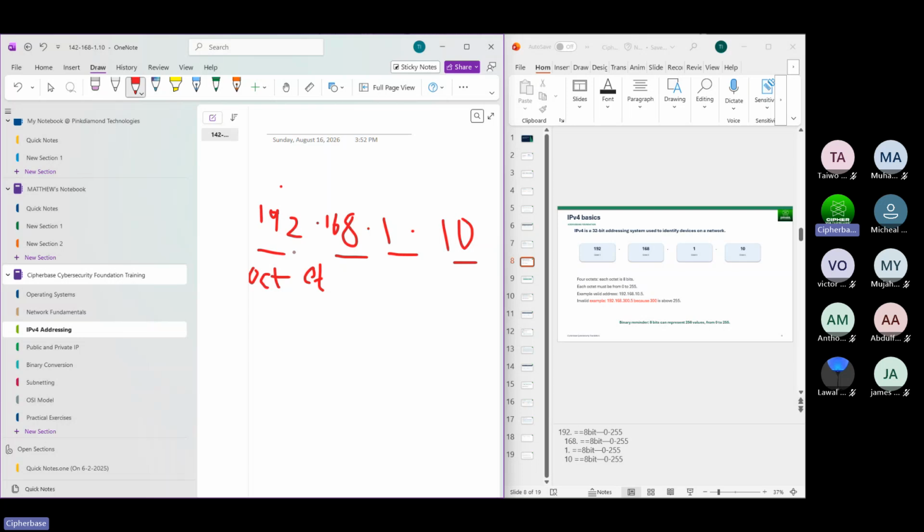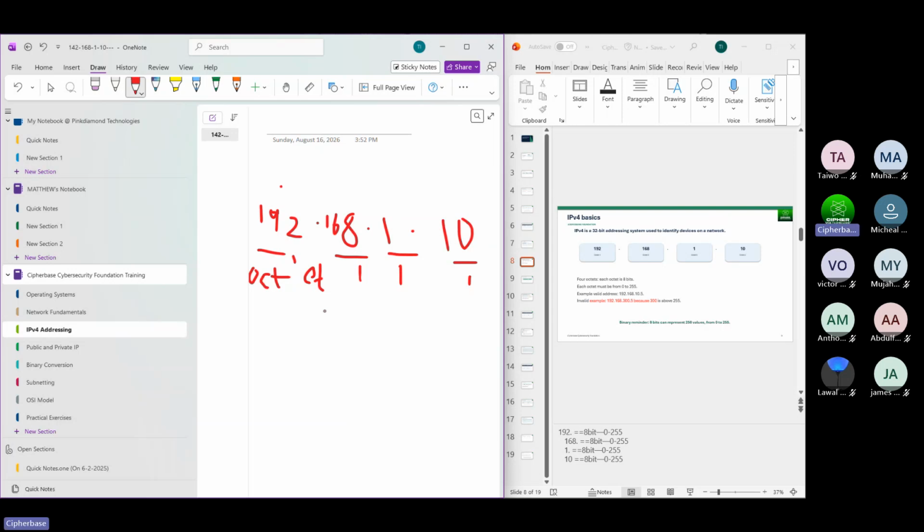This is one octet, another octet, another octet, another octet. So basically now we have 4 octets in the IP address system. I said IPv4 is a 32-bit addressing system. That's what I want you to understand now. I will explain, and we'll break this down to binary so we understand how it works.